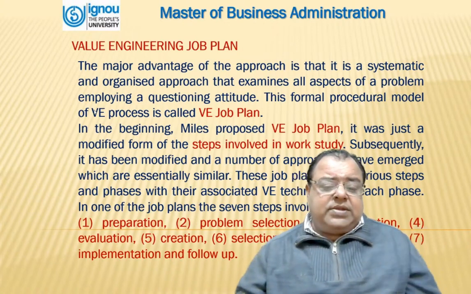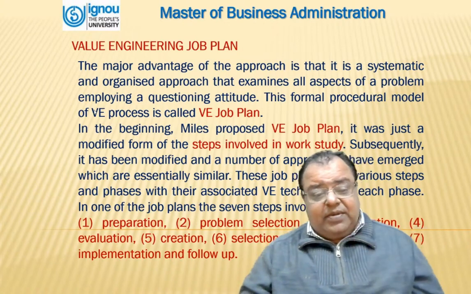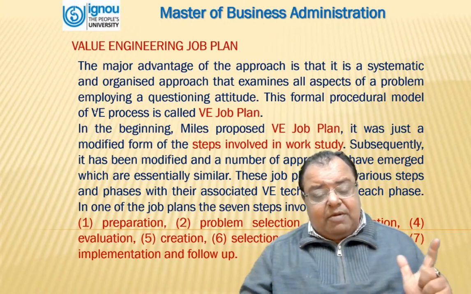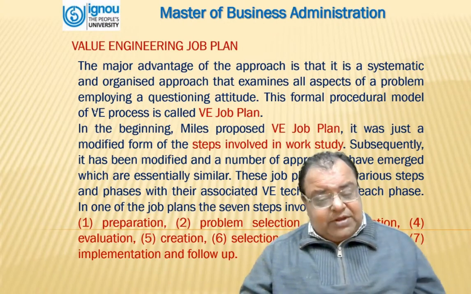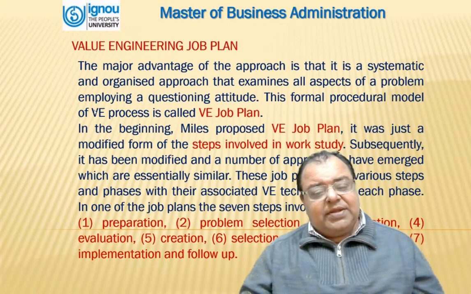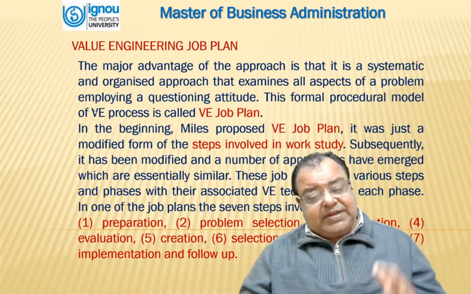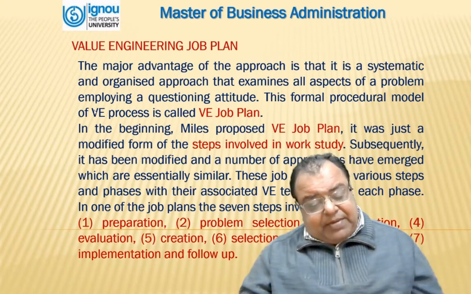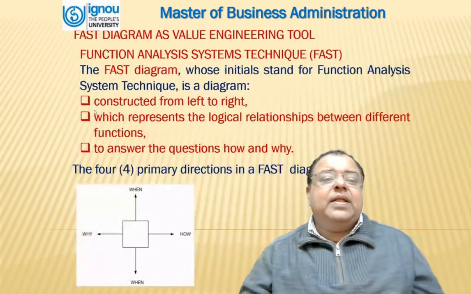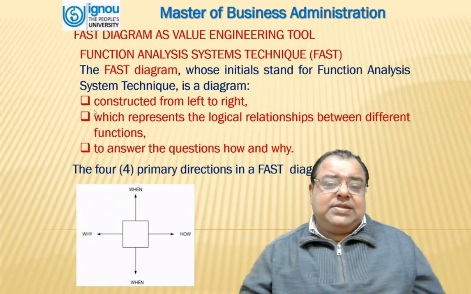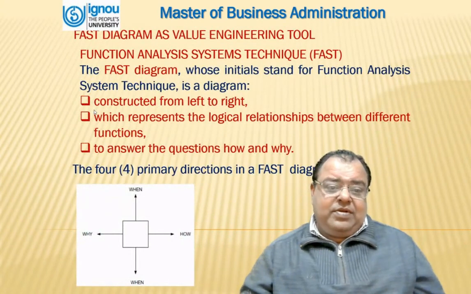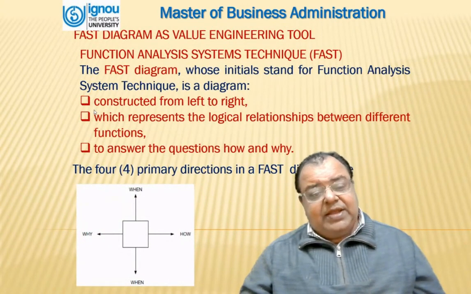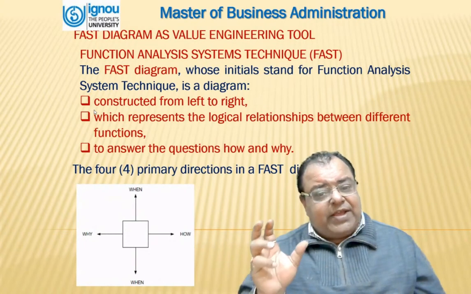In one of the job plans, the seven steps involved are preparation, problem selection, information, evaluation, creation, selection and presentation, and implementation and follow-up. FAST diagram as a value engineering tool. FAST diagram is basically Function Analysis System Technique. In short, we call it FAST.